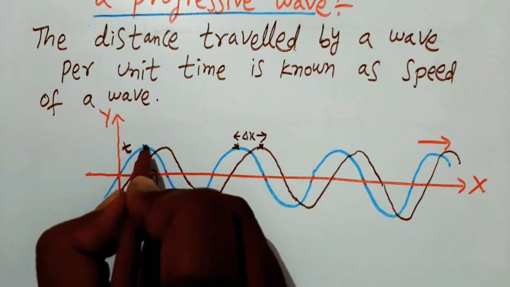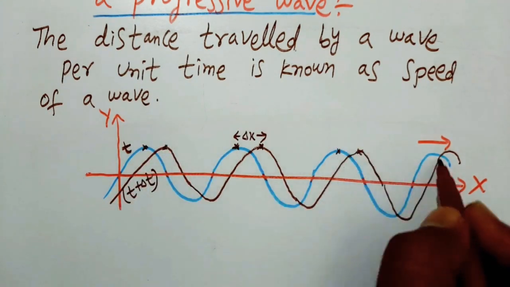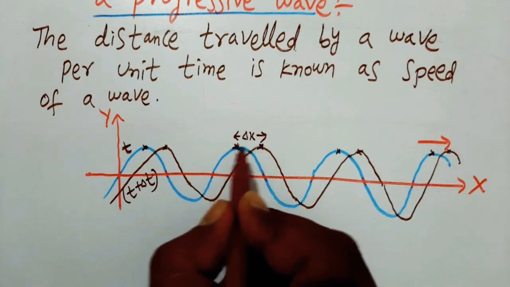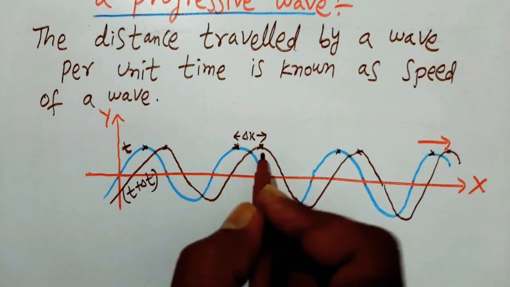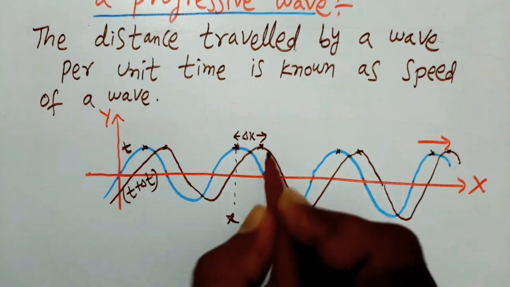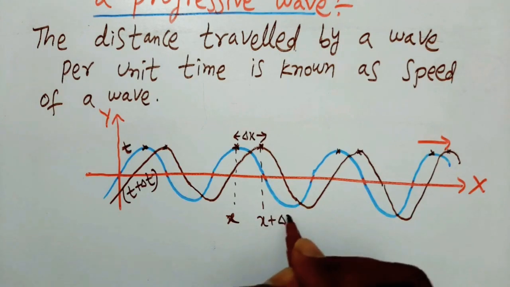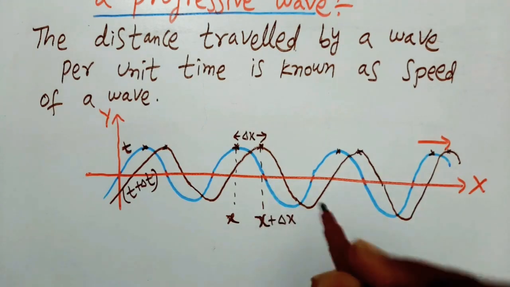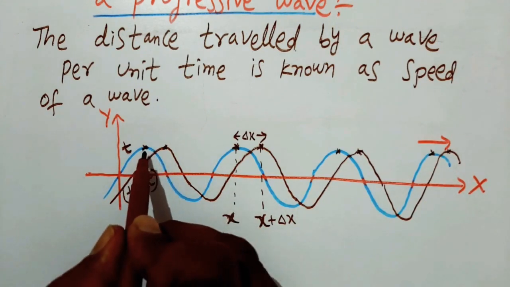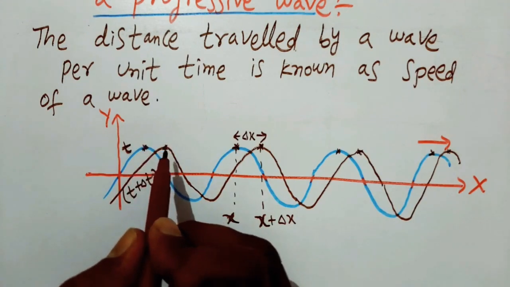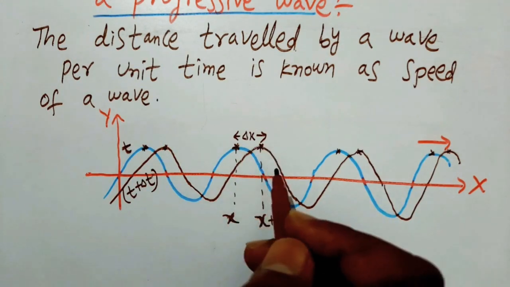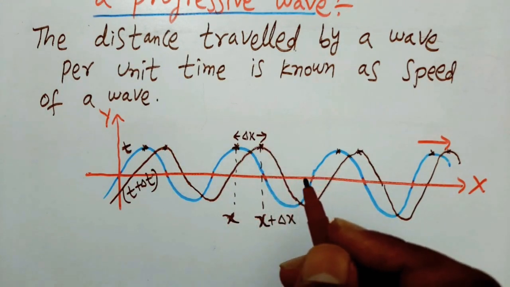Here we know these points are crests. The crest has moved a distance del x in del t time. That is, here it is x, and this is x plus del x. We know crests have the same phase. So at this point, the phase is the same, that is, the phase is constant.